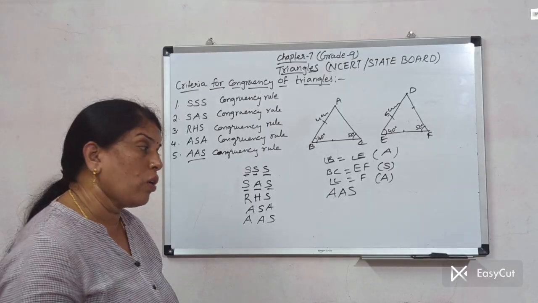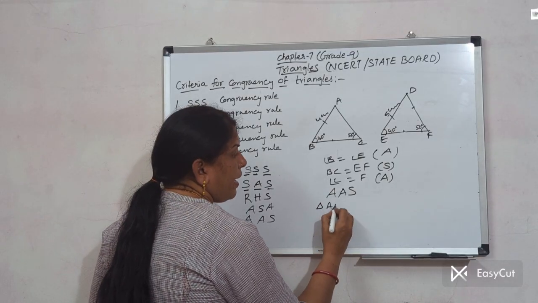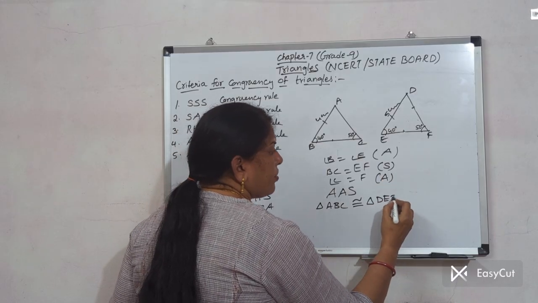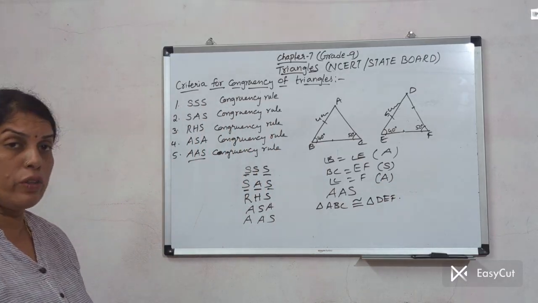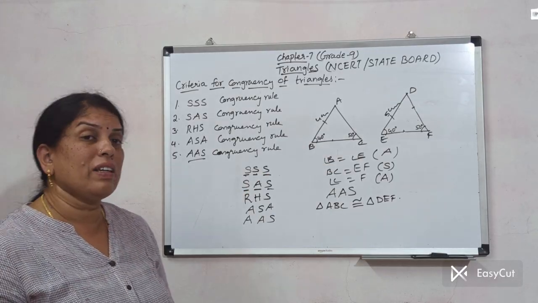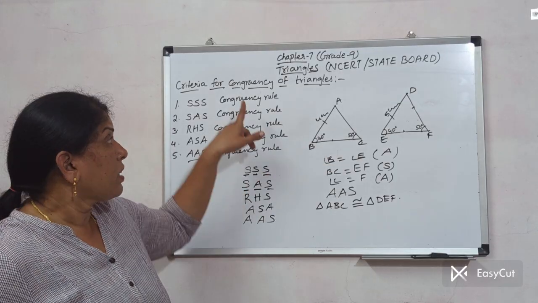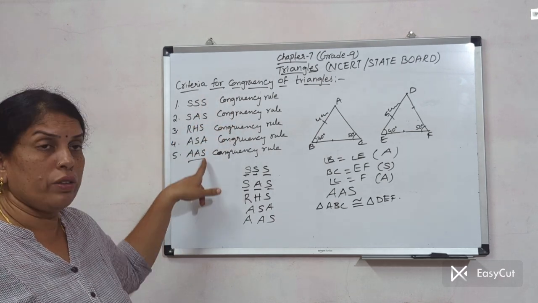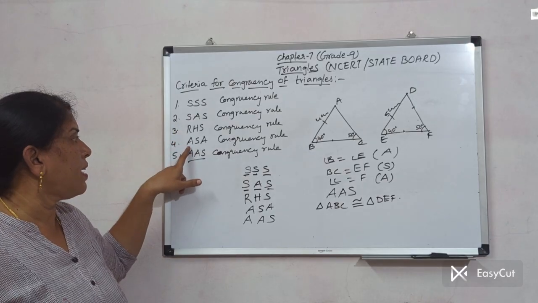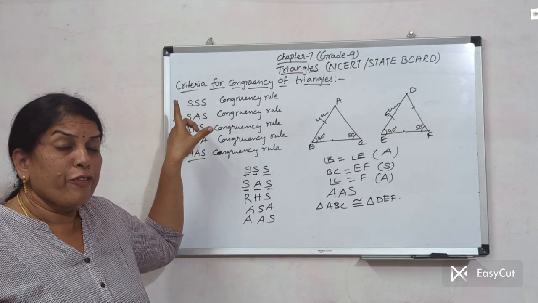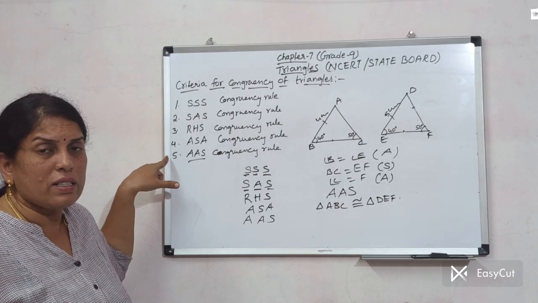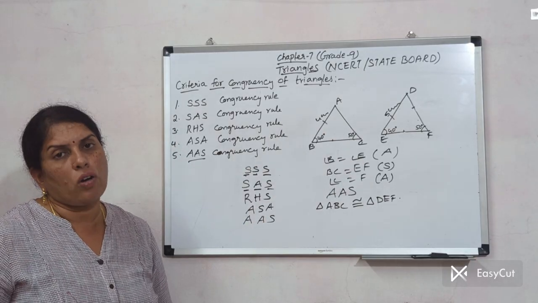All of you understood, then how should we write? Triangle ABC is congruent to triangle DEF. These are the congruency rules. To solve the given questions, or to find out whether two triangles are congruent or not, you compulsorily need to check these types of congruency rules: SSS, SAS, RHS, ASA, AAS. If those two triangles satisfy any of these conditions, then those two triangles are said to be congruent.